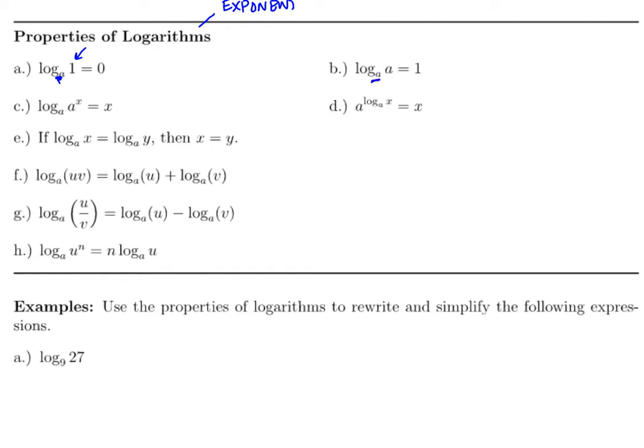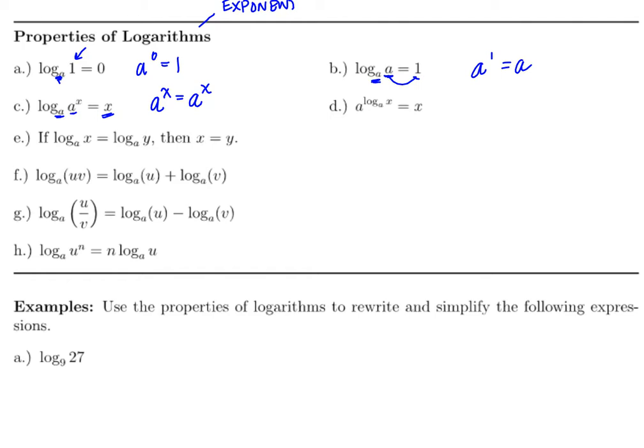Or what exponent on a gives you back a? Only 1 is the correct exponent. a to the 1 is a, and a to the 0 is 1, so not surprising. Even this, log base a of a to the x: what exponent on a gives you a to the x? Well, obviously x, so there is that.